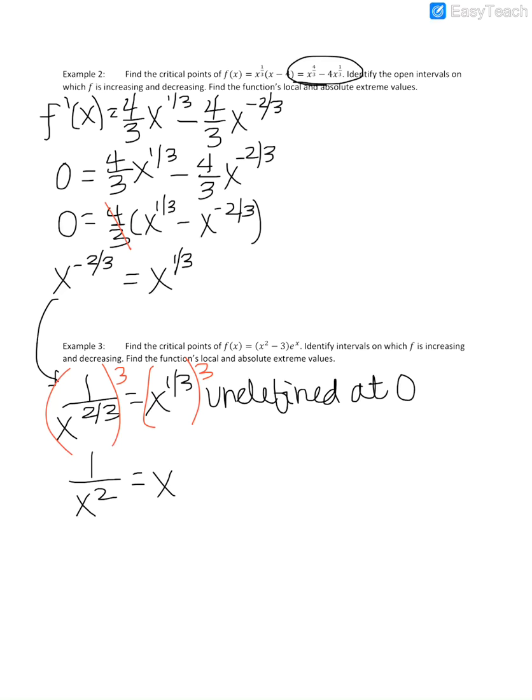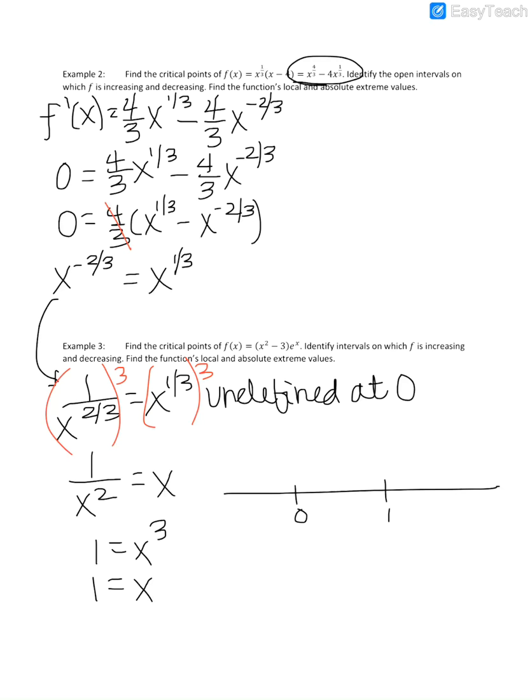Okay, so now if I cross multiply, I get 1 equals x cubed, and so 1 would be the answer. All right, so I have these two critical points, 0 and 1. All right, so I'm going to set up my number line. I've got 0 and 1. And I want to test values into my derivative in between all of these places.